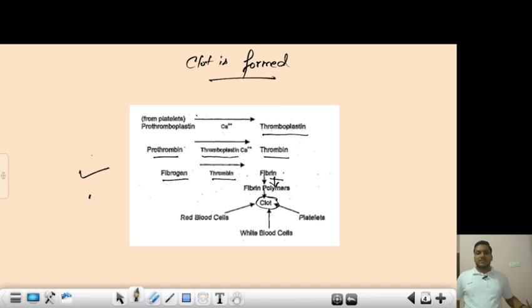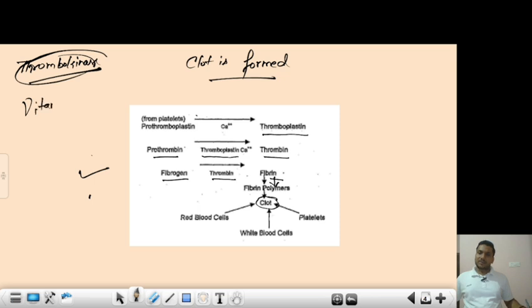So this is a cyclical or stepwise process, and one important enzyme, that is thrombokinase, participates in this process of blood clotting. The most asked question is the vitamin which helps in blood clotting, that is vitamin K, and the ion which is helping, that is Ca2+ ion. This is a cyclical process, you can see in the diagram.